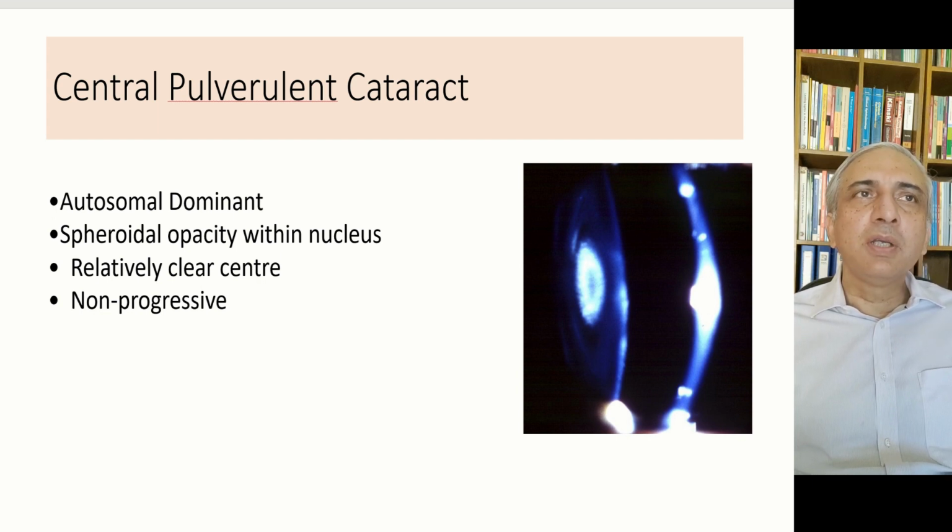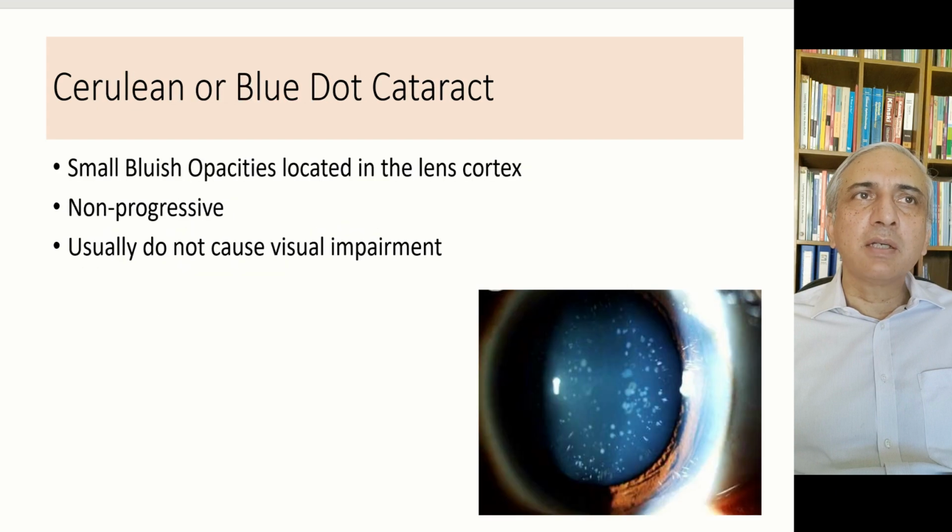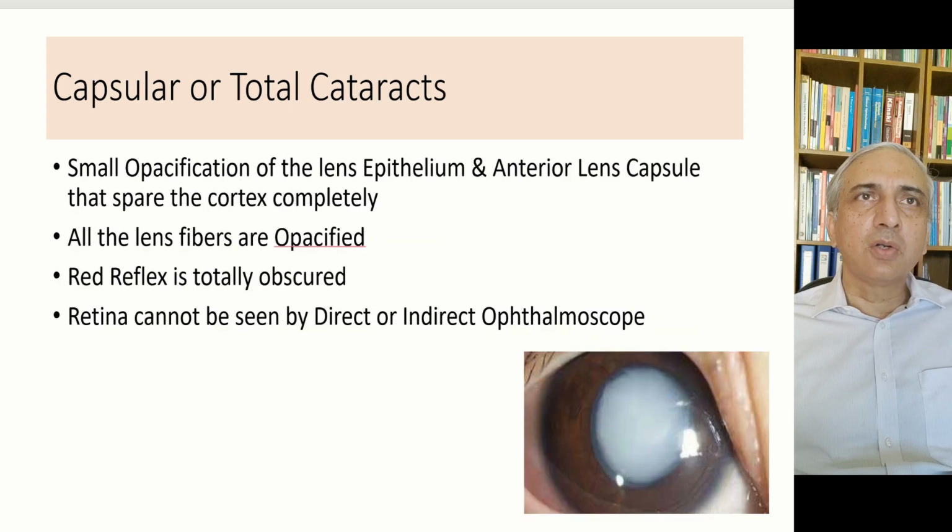Then this is cerulean or blue dot cataract, small bluish opacities located in the lens cortex. They are non-progressive and they usually do not cause visual impairment. This is very important to know, by the shape of the opacity, if they are causing visual impairment or not. Then we have capsular or total cataracts. These can be either small opacifications of the lens epithelium and anterior lens capsule that spare the cortex completely.